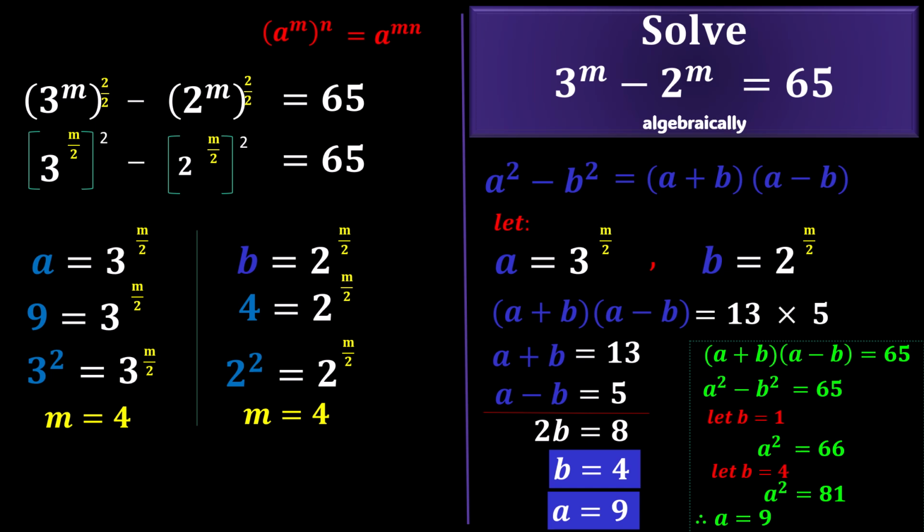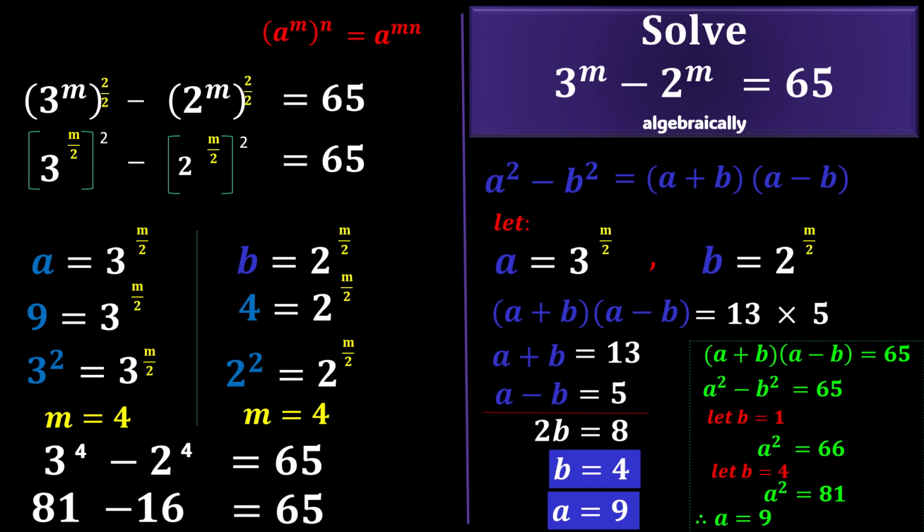Now, let's substitute our answer. So originally, this is what we had. So if we now substitute m equal to 4, we will get 3 to the power of 4, which is 81, minus 2 to the power of 4, which is 16. So 81 minus 16 is indeed equal to 65. So m is 4.